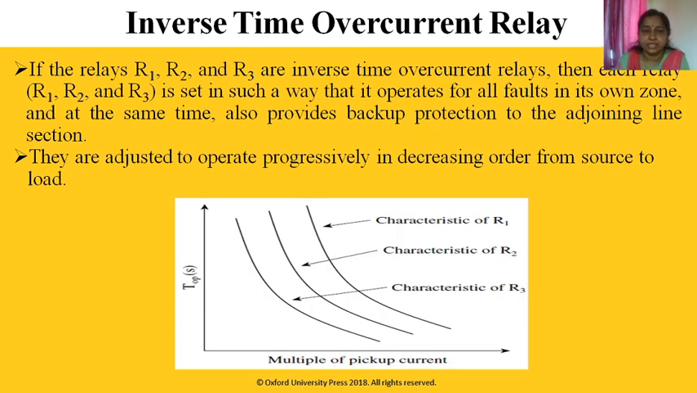Then third, inverse time overcurrent relay. This operates on the inverse characteristic. If the relays R1, R2 and R3 are inverse time overcurrent relays, then each relay R1, R2 and R3 is set in such a way that it operates for all faults in its own zone and at the same time also provides backup protection to the adjoining line section. They are adjusted to operate progressively in decreasing order from source to load.